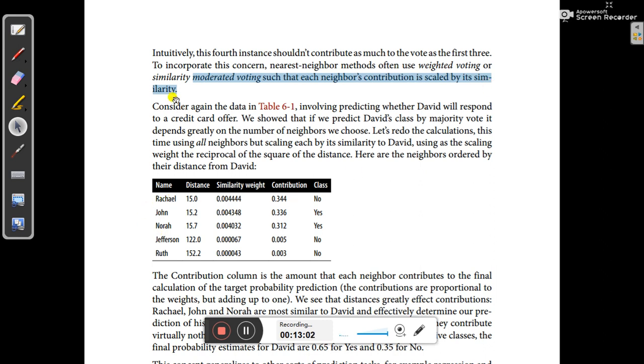So here you can see, consider again the data in Table 6.1. Here again distances are written, similarity weights are defined like this, and contribution is like this, and class are like this.